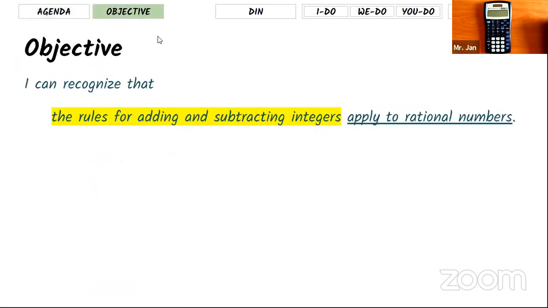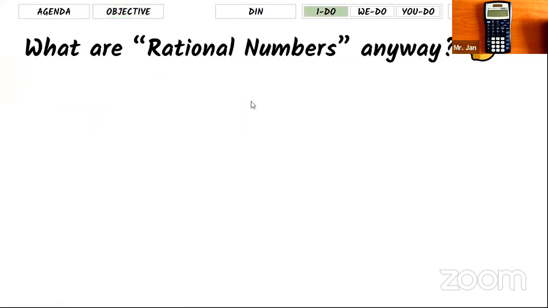Okay, so today's objective is, at the end of this lesson, you can say: I can recognize that the rules for adding and subtracting integers apply to rational numbers. So we learned the rules for addition and subtraction for integers, right? It's the same rule. This time we're going to apply it to rational numbers. Rules are not changing. Only the numbers are changing, but the rules will be the same for rational numbers too. Okay, so let's start the lesson with the I do part.